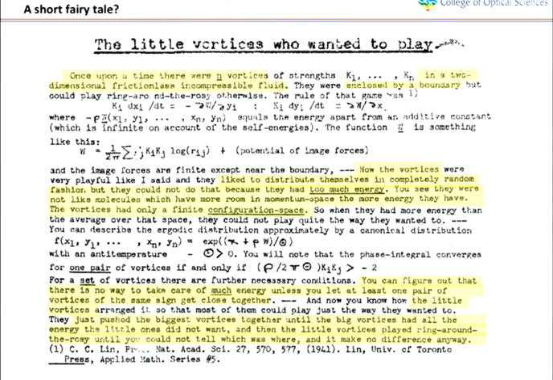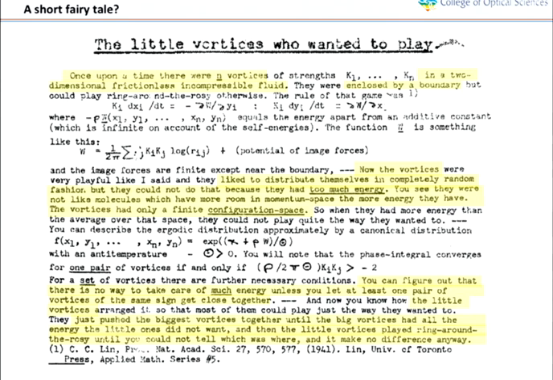Once upon a time, there were n vortices in a two-dimensional, frictionless, incompressible fluid enclosed by a boundary. Now, the vortices liked to distribute themselves in a completely random fashion, but they could not do that because they had too much energy. You see, they were not like molecules, which have more room in momentum space the more energy they have. Vortices had only a finite configuration space.